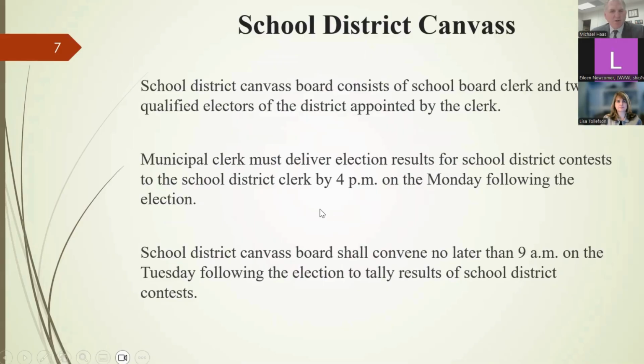I'm going to take a little detour here into the school district canvass. The school district canvass board consists of the school board clerk and again, two qualified electors of the school district that are appointed by the clerk. The municipal clerk has to deliver the election results for school district contests to the school district clerk by 4 p.m. on the Monday following the election. And then that canvass board has to convene by 9 a.m. on the Tuesday following the election. And their sole job is to tally results of school district contests or referendums.